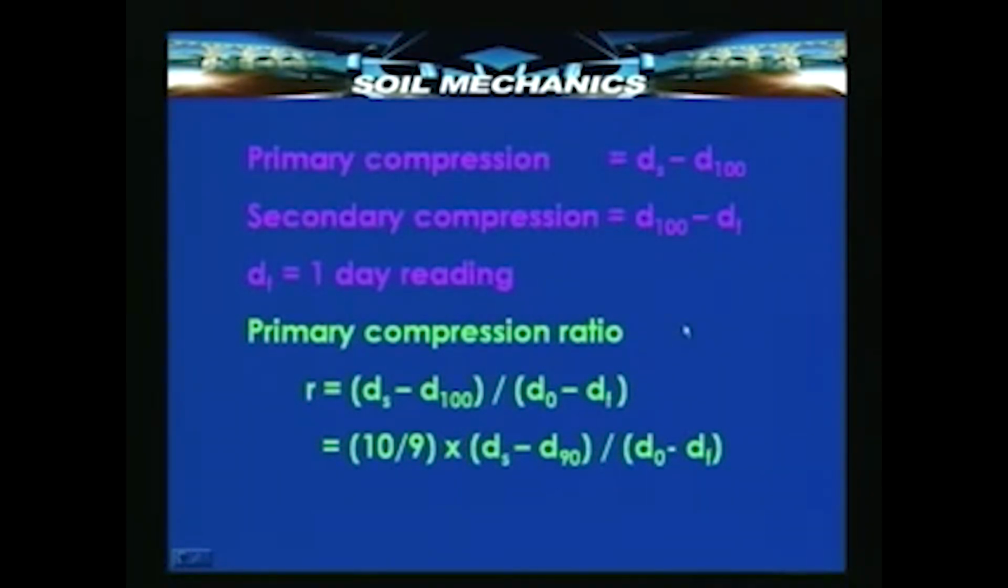Now, if we are using a method like the square root of time method, in which we get D90 rather than D100 precisely, because that method helps us to calculate D90, whereas the logarithm of time method gives us D100. Once we know this D90, then ds minus D90 multiplied by 10 upon 9 will give us the 100% primary consolidation, and that divided by again d0 minus df would give you the primary compression ratio.